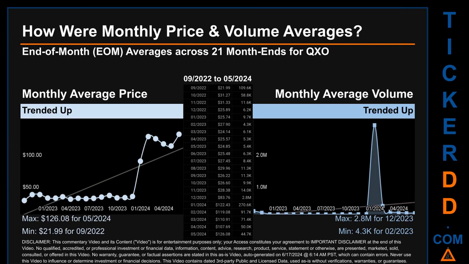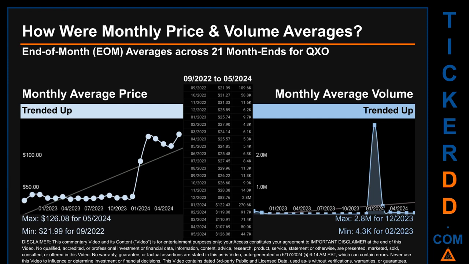How were price and volume averages for QXO? Across 446 trading days, there were a total of 21 month ends, of which monthly averages for daily price and volume were calculated. Overall, monthly price average trended up while monthly volume average trended up.